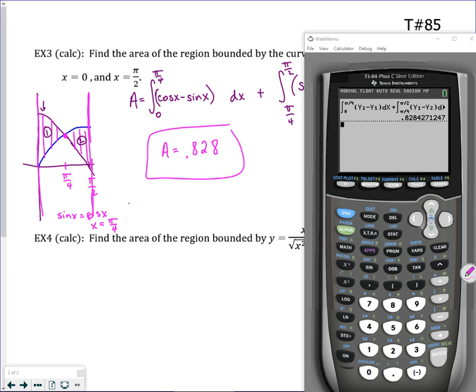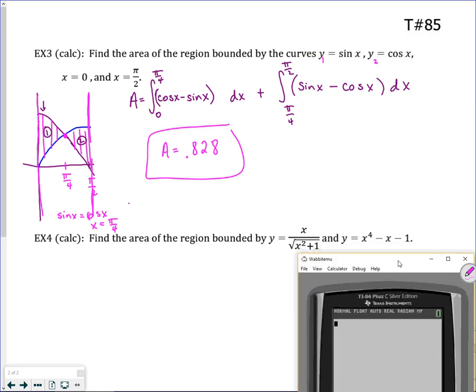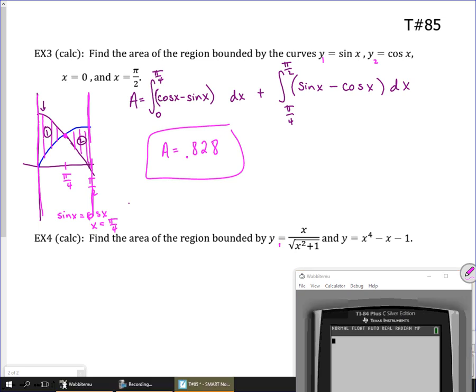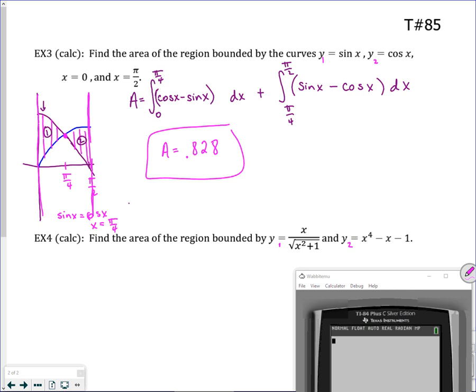So let's look at number 4. This again is a calculator one, and these graphs, you're like, oh, I'm not even going to look at those. I'm not going to try to graph those on my own. So let's get those in my calculator. I'm going to denote which one I put where. So I'm going to make that one Y1 and this one Y2, so I kind of have it straight in my mind.